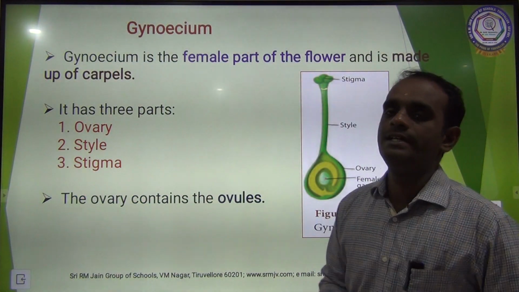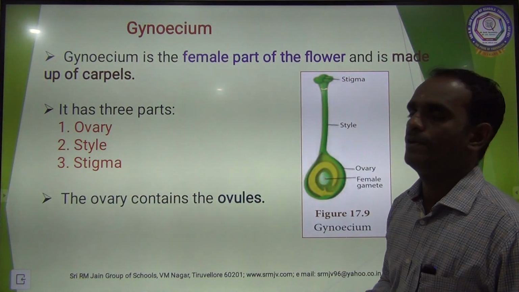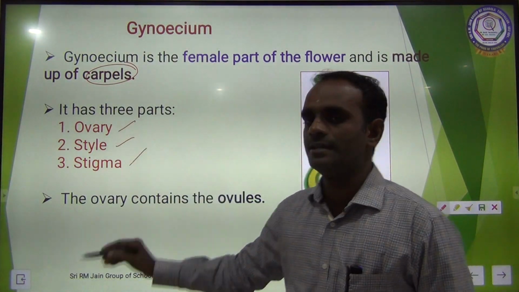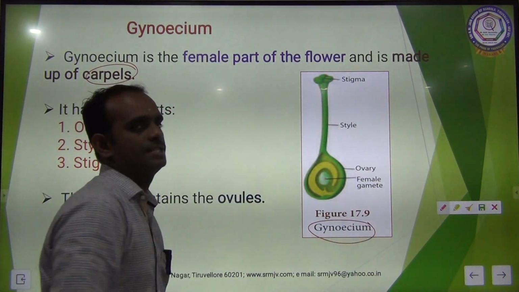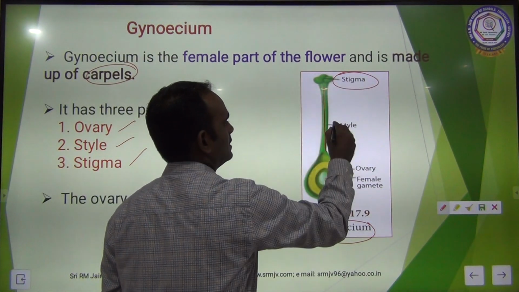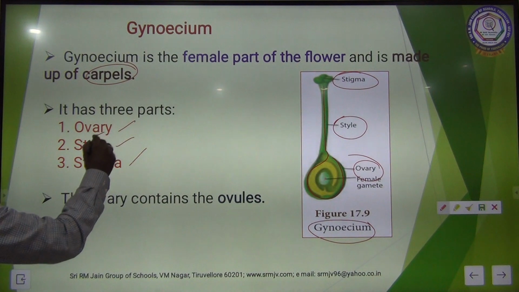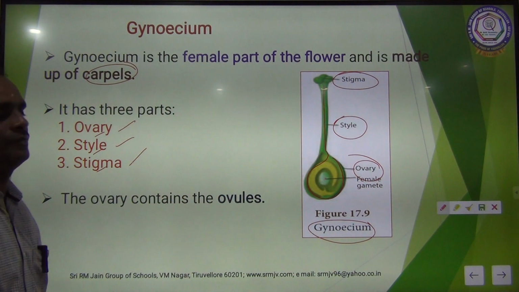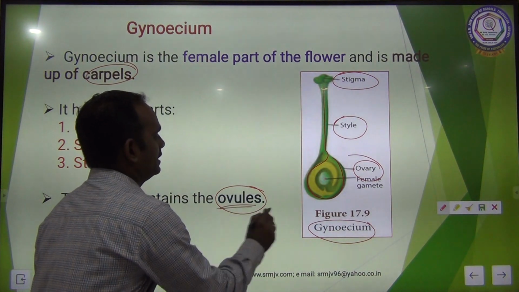The next one is Gynoecium, the female part of the flower, and it is made up of carpels. It has three parts: ovary, style and stigma. See the female part of the flower. This is called Gynoecium. It consists of three parts. The topmost tip is called stigma. This is called style and this part is called ovary. So ovary, style and stigma are the three parts of the female part of the flower, Gynoecium. The ovary contains ovules.